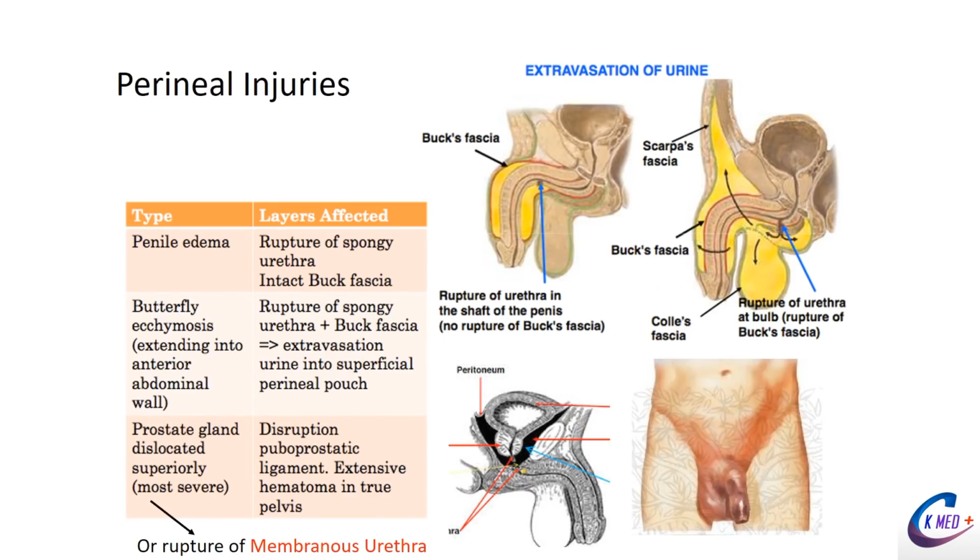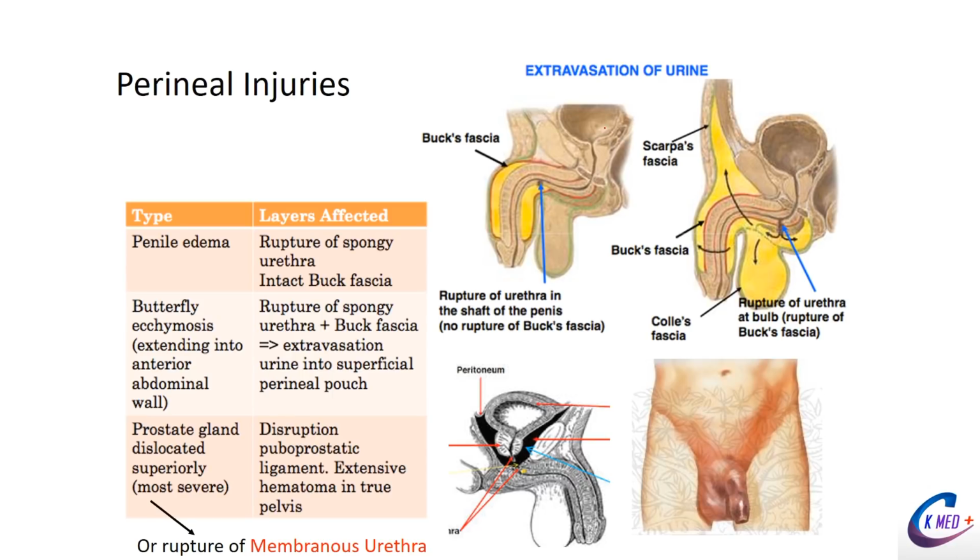All right, so now some of the perineal injuries. We did talk about this. We talked about the deep and the superficial pouches. So now let's do a little bit of clinical anatomy. Some things that you might see are penile edema, or urine found within the penis. It's stuck within just the penis by itself. You might go, oh, that's really weird. Well, this is due to a rupture of the spongy urethra.